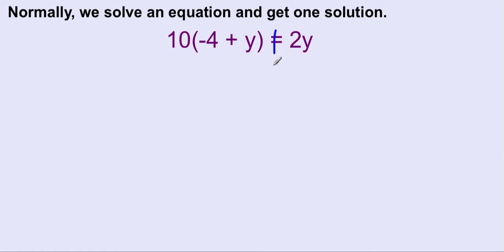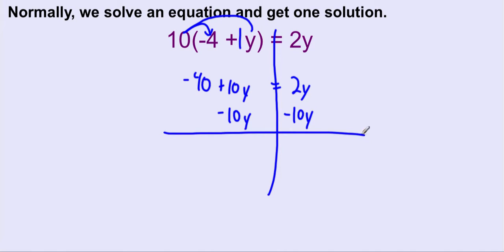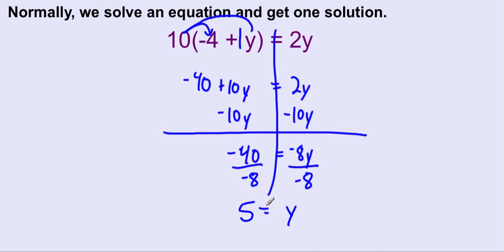So here's what I mean. I do 10 times negative 4 is negative 40. 10 times 1y is 10y is equal to 2y. I'm going to get all my variables on the same side, so I might as well move them over here where the y's are already by themselves. So I'm going to subtract away my 10y. I get negative 40 is equal to 2 minus 10 is negative 8y. Divide by negative 8, and y is equal to a positive 5.